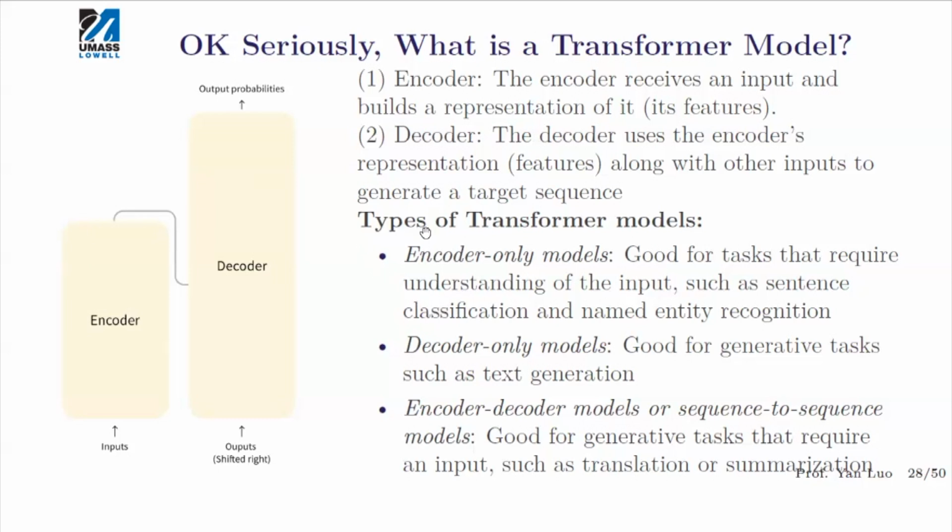There are different types of transformer models, depending on whether you have both the encoder and decoder or only one of them. And in fact, that's how we differentiate different large language models based on their architecture, whether they have both parts or just one of them. And we'll talk more about it.